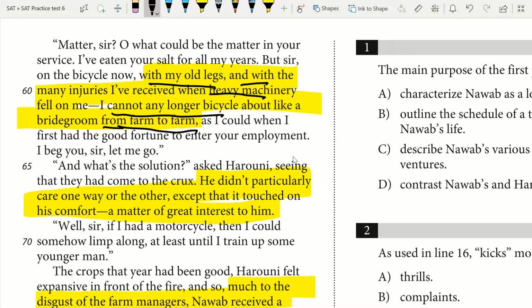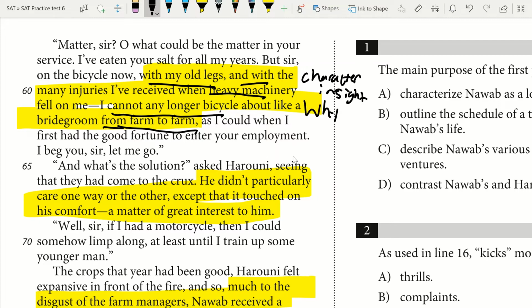So this is kind of giving character insight, but it's not only giving me character insight, it's showing me why Nawab needs to stop working, right? Or at least get a bicycle, right? Or get a motorcycle, I mean. Okay, so it's really showing me how he's gotten really old, and this would be good evidence for why he needs that motorcycle. Okay, so this is showing me he's really old. He can't do the things he could do when he was younger. That's why he wants to quit.